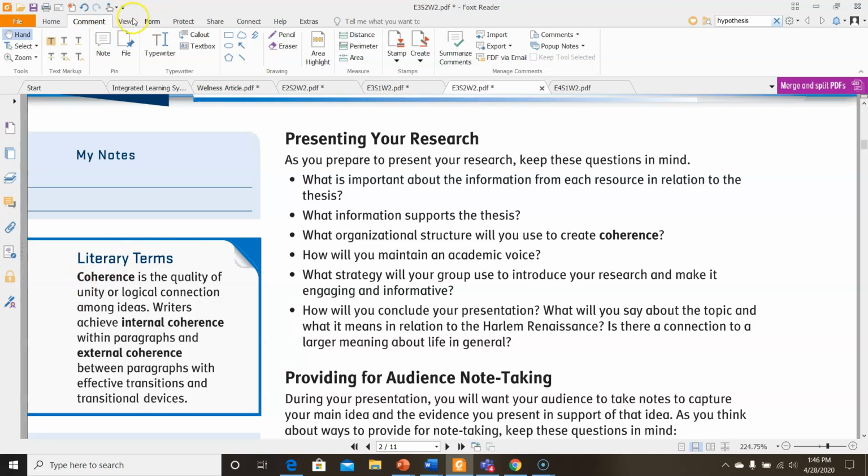So take a second to look at this definition of coherence. It's the quality of unity or of logical connection among ideas. Writers achieve internal coherence within paragraphs and external coherence between paragraphs using effective transitions and transitional devices.